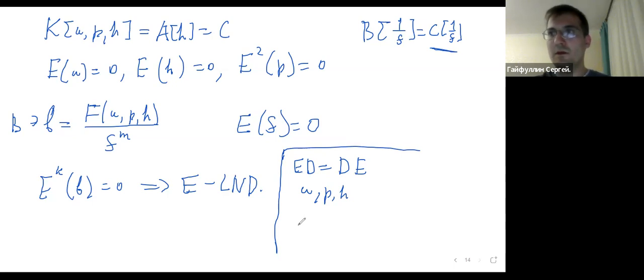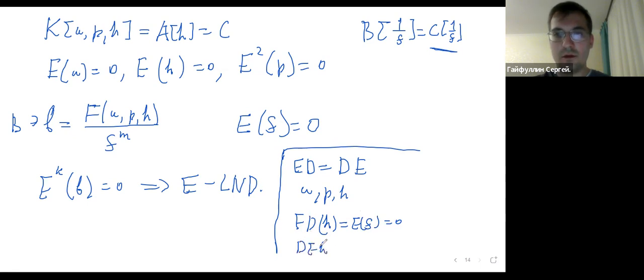Let me say that ED from H equals E from F equals 0, and DE from H equals 0 because E from H equals 0. And the last thing is DE from P equals this.